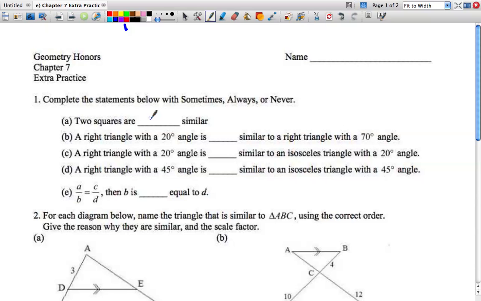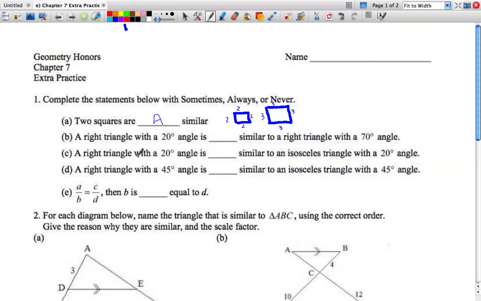Two squares are always, sometimes, or never similar. Well, for polygons to be similar, they need to have two things true. Sides must be proportional and angles must be congruent. If you think of two squares, any kind of squares, is it true that the angles are all congruent? Yes. And what about the sides? Would the sides always be proportional? If this is length 2, 2, 2, 2, and this is length 3, 3, 3, 3, they would have a proportionality or a scale factor of 2 to 3, and so they would be in fact similar. So the answer to this one is always.